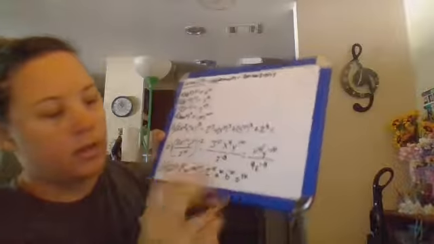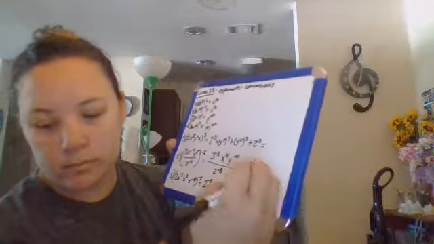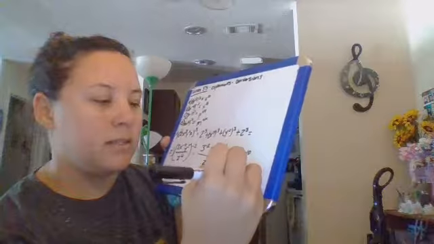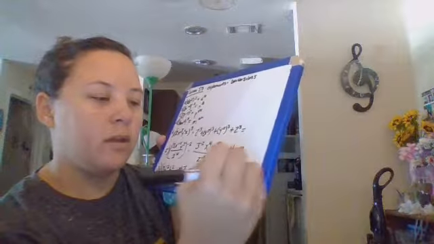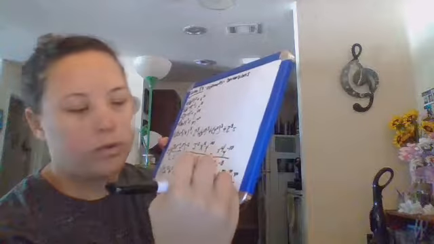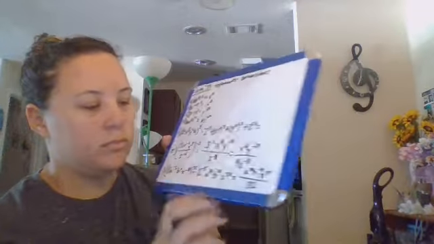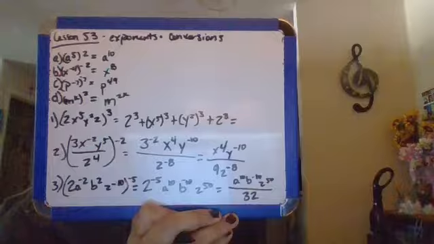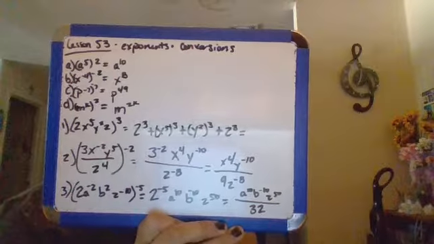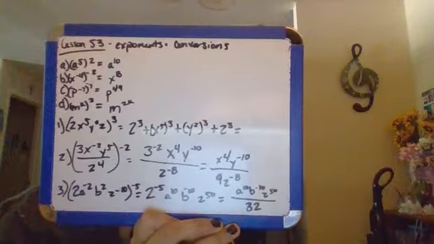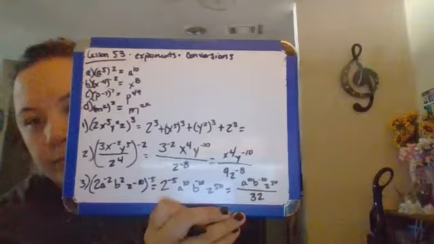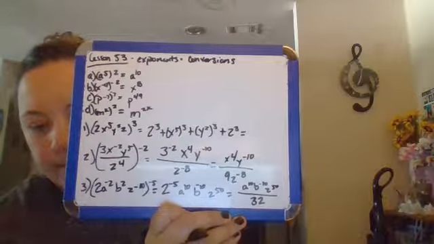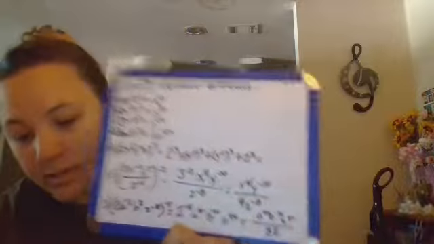We multiply that out. We would have a to the 10th, b to the negative 10, z to the 50 over 32. All right. So that's the exponents. Now we're going to do conversions.